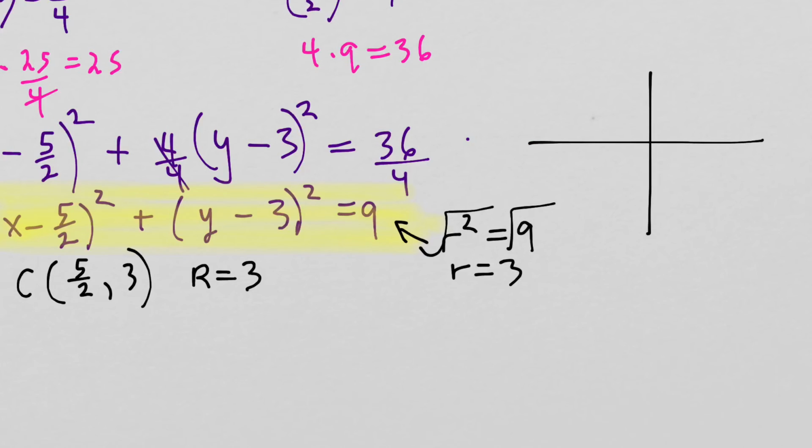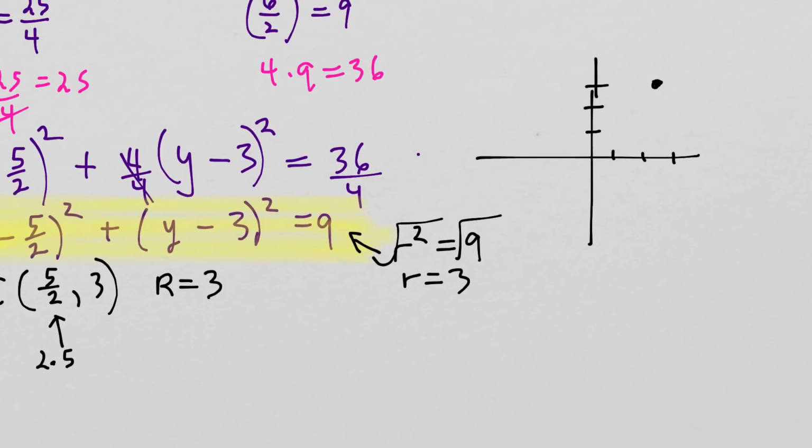my center, so remember 5/2, of course, is the same as 2.5, so we can use that to graph it. So 1, 2, 3, 1, 2, 3. So my center is (2.5, 3). Okay, my radius is 3. 1, 2, 3. Let's see, 1, 2, 3. 1, 2, 3. 1, 2, 3. All right, so that's all.